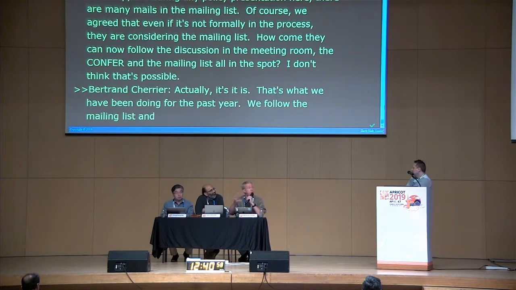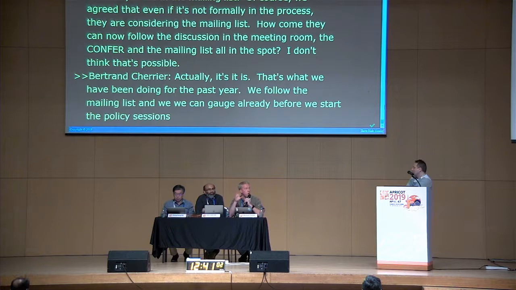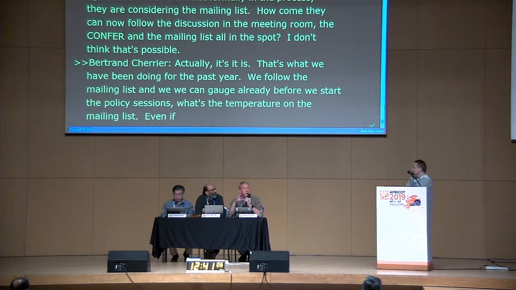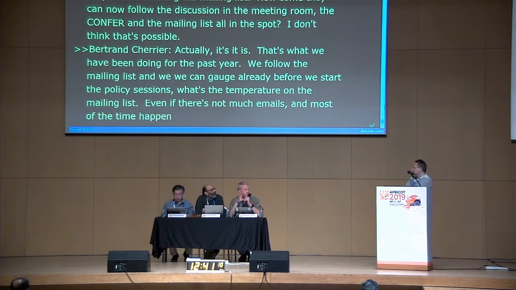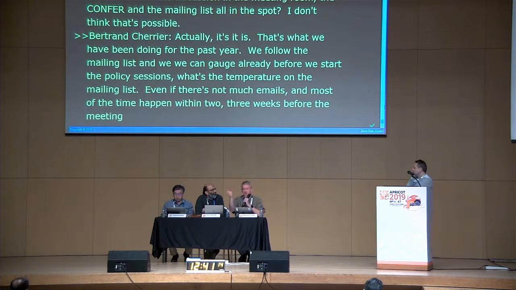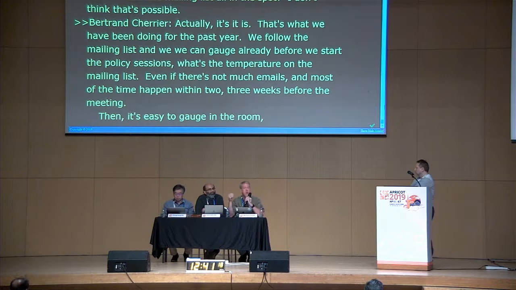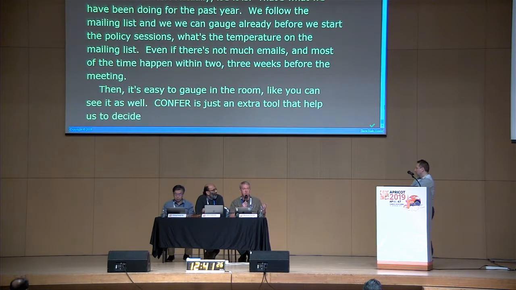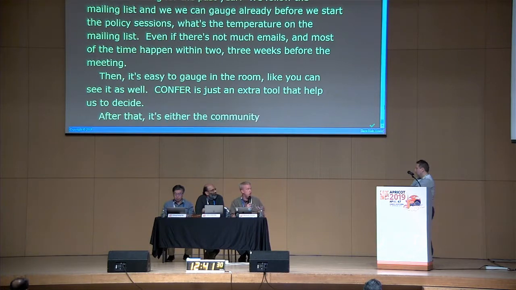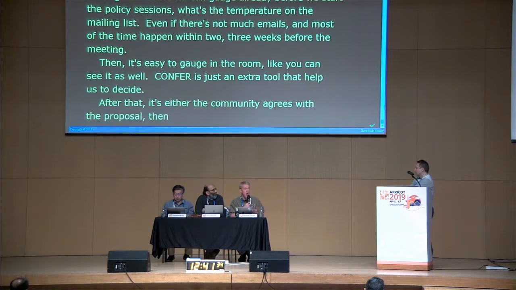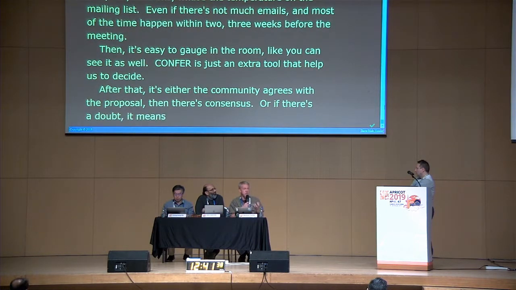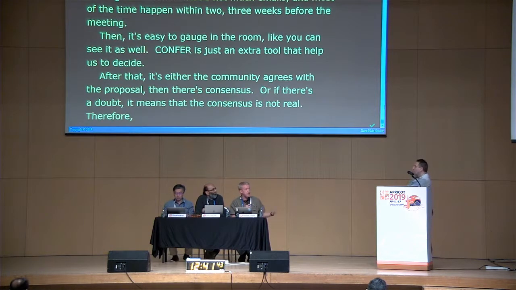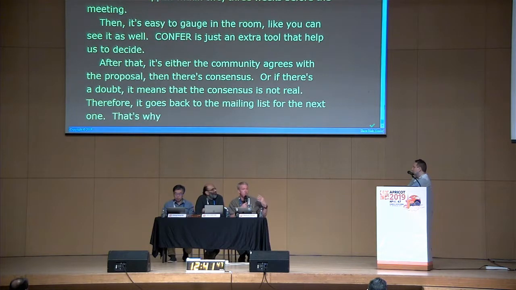Actually, it is. That's what we've been doing for the past year. We follow the mailing list, and we can gauge already before we start the policy sessions what the temperature on the mailing list is, even if there are not many emails. And most of the time it happens within the 2 or 3 weeks before the meeting. Then it's easy to gauge in the room, like you can see it as well. Confer is just an extra tool that helps us to decide. And after that, either the community agrees with the proposal, then there's consensus, or if there's a doubt, it means that the consensus is not real. Therefore, it goes back to the mailing list for the next one. That's why we can really decide on the spot.